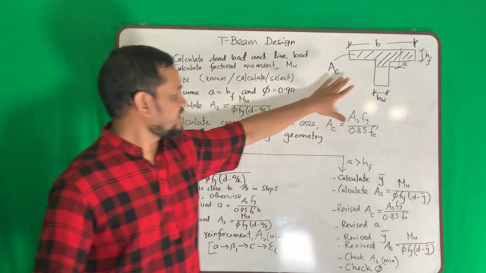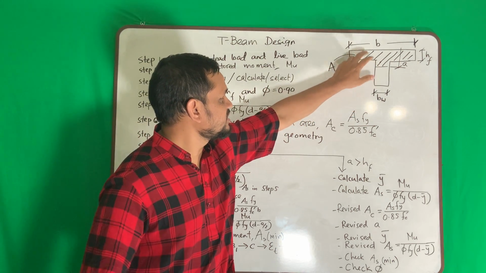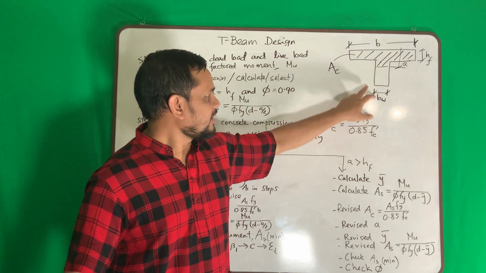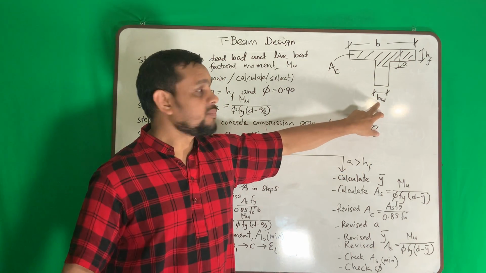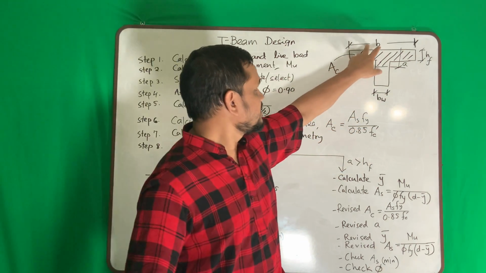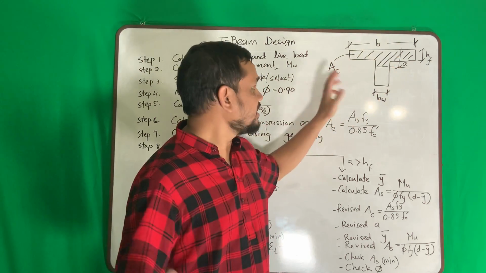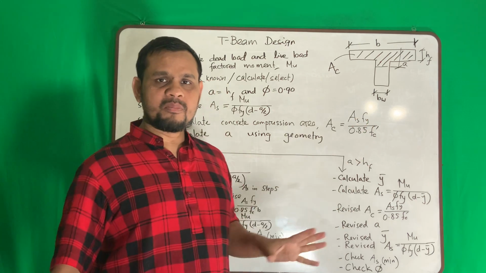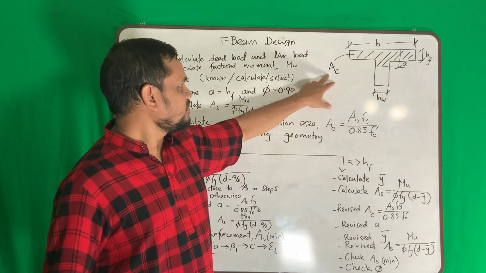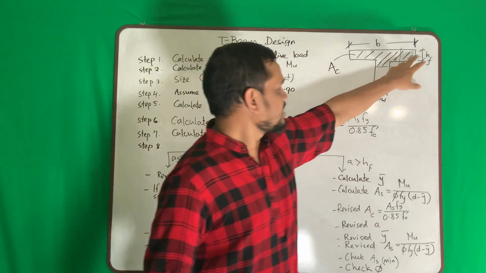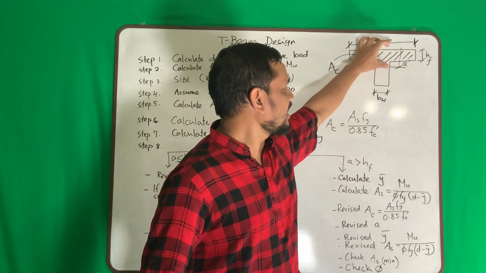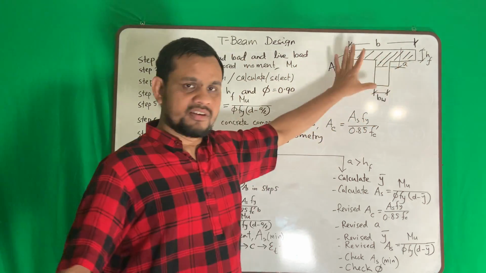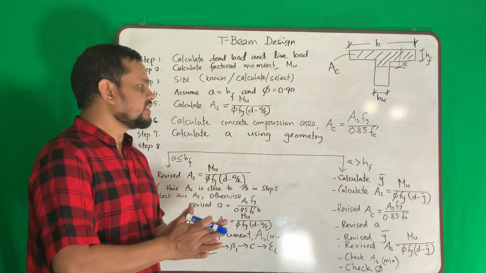Before starting, this is a T-beam. This portion is the flange, this is the web, the web width is BW, and this is the width of the entire beam, B. This portion is the compression area of concrete, which we call AC. The slab depth is hf and the depth of the compression block is a. So you know the symbols by this term.